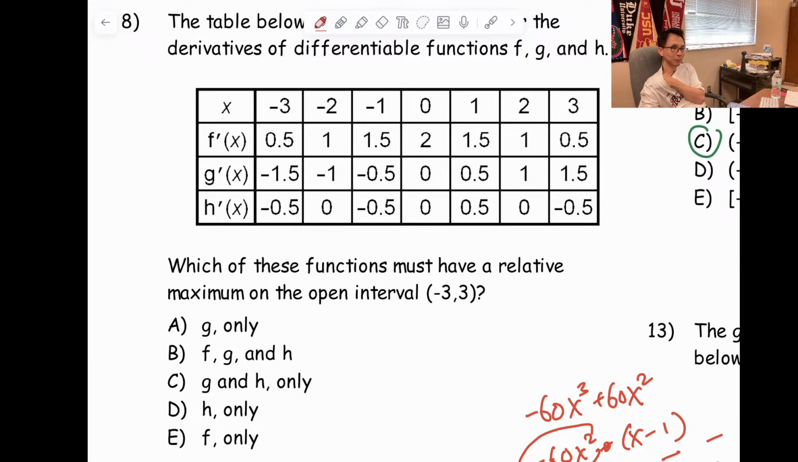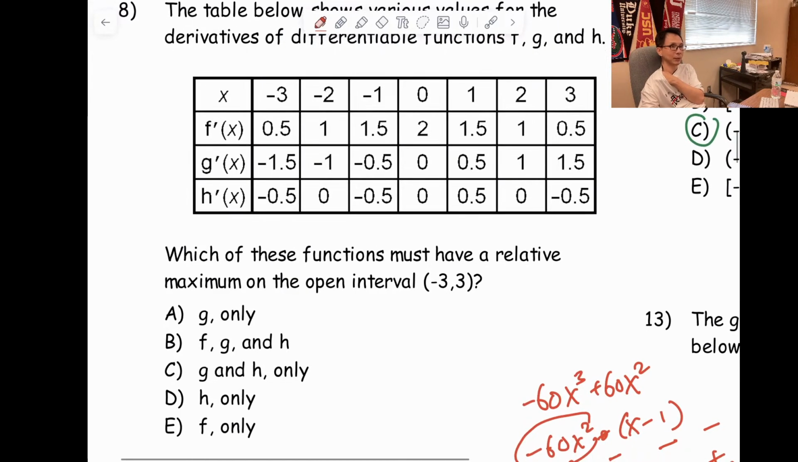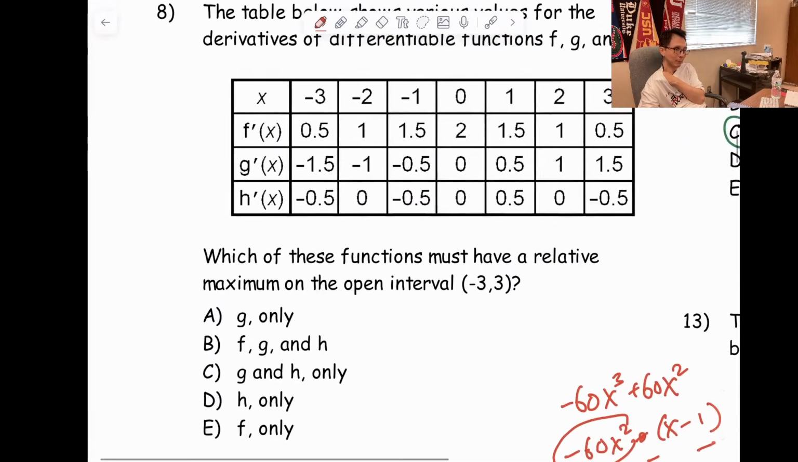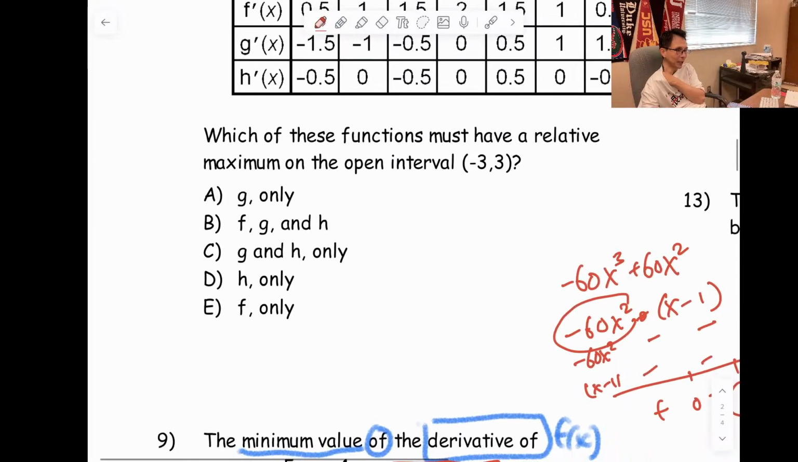But can it happen anywhere? Technically it can, but that's very picky, so let's not worry about it. Just number 9. Everybody got number 9 wrong. What do you think the answer was?